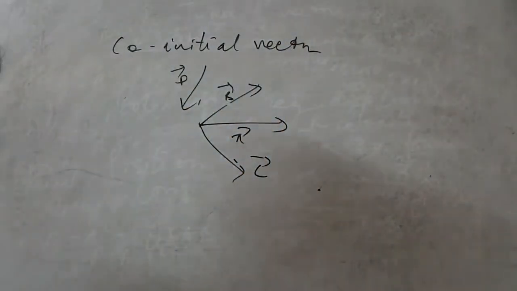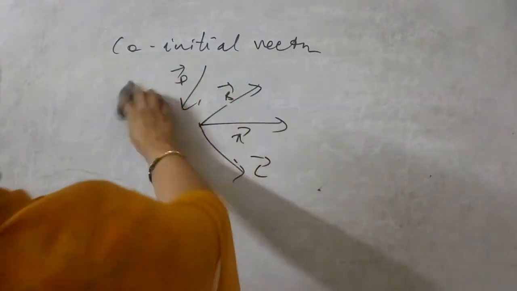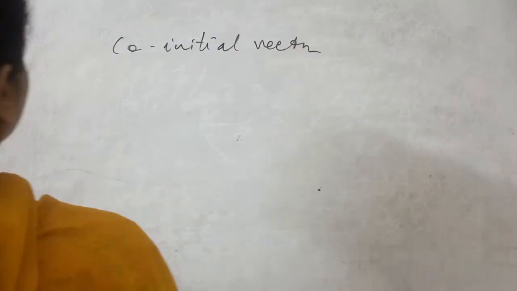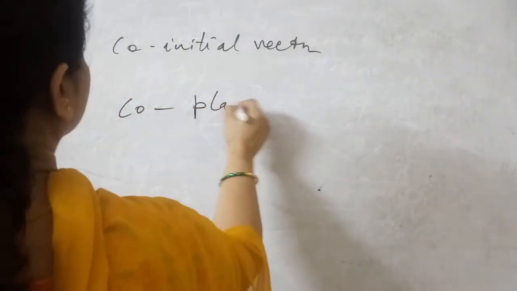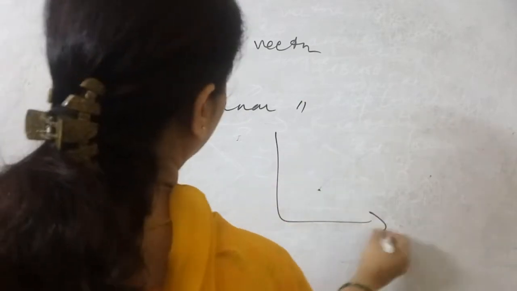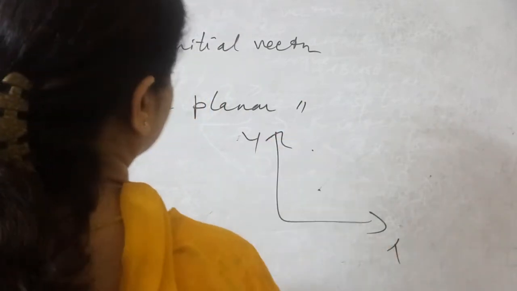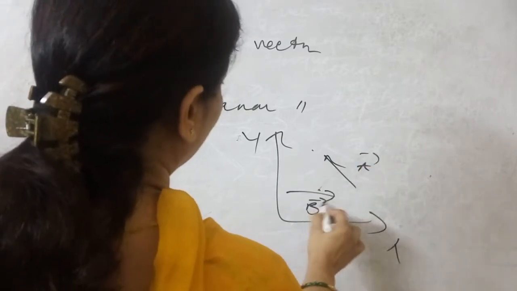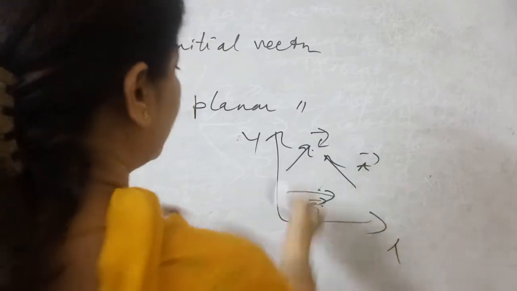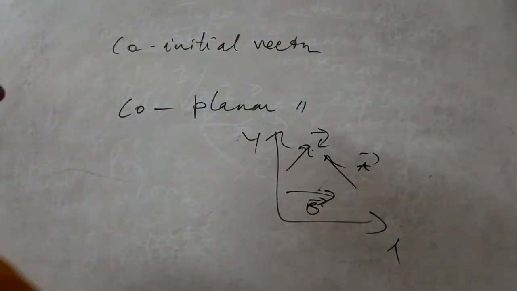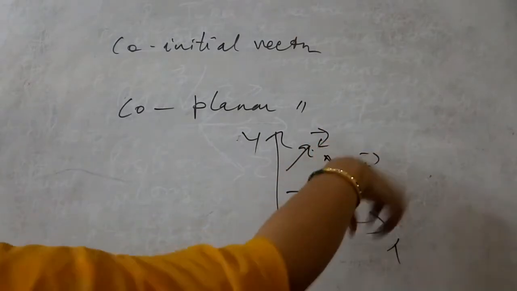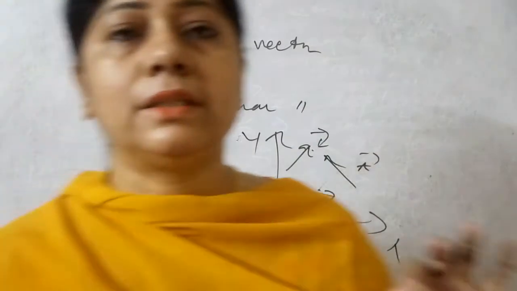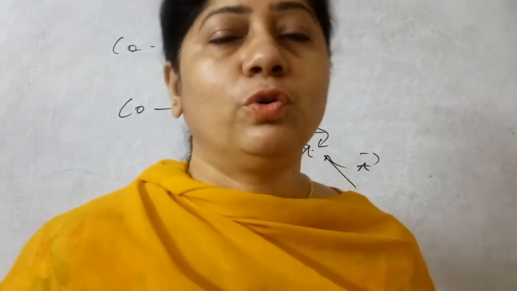Then we have the coplanar vector. Coplanar means lying on the same plane. Suppose we have taken the xy axis. A vector lying here is coplanar. They all lie on the same plane, the xy plane. But if a vector lies somewhere else, then it is not lying in the xy plane, so that is a non-coplanar vector.